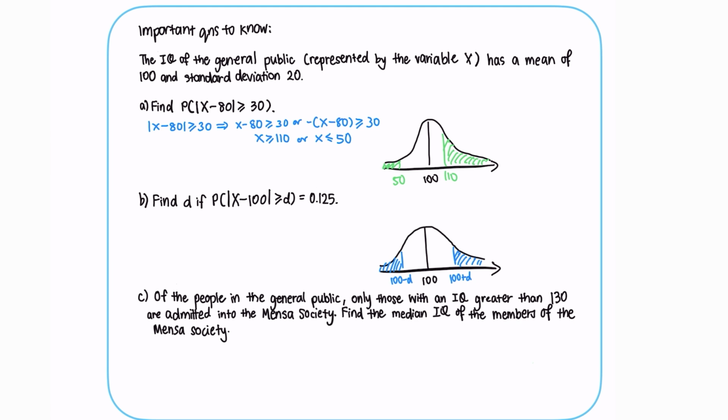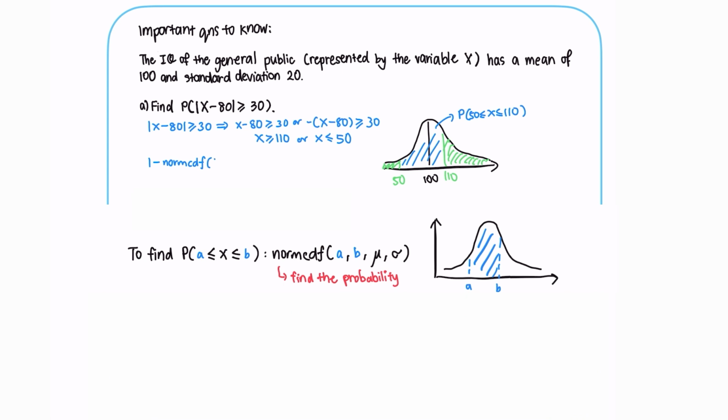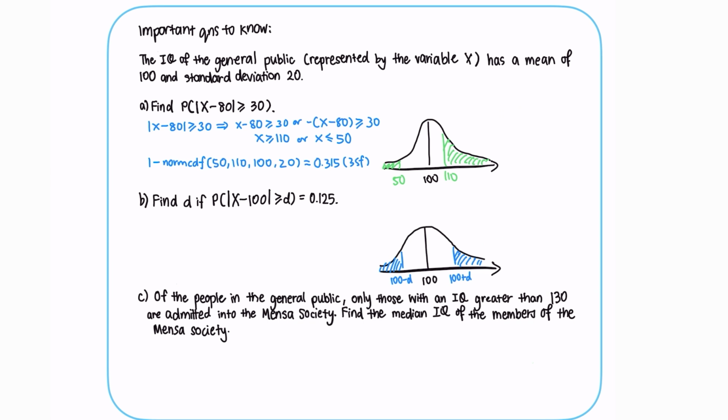Now what I can do to find this total green area, which is just your probability, is actually take 1 minus your blue area. If you look at this, 1, which is your total probability, is the total area under this normal distribution curve. So taking 1 minus the blue area will give us the green area. So we take 1 minus, and the blue area is just a probability. We're trying to find the probability that x lies between 50 and 110. So we have norm CDF 50, 110. That's our range. And then mu, sigma. Mu is your mean and sigma is your standard deviation. And if we input this into the GDC, we'll get 0.315.